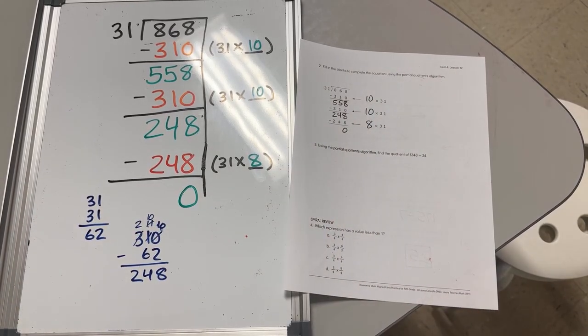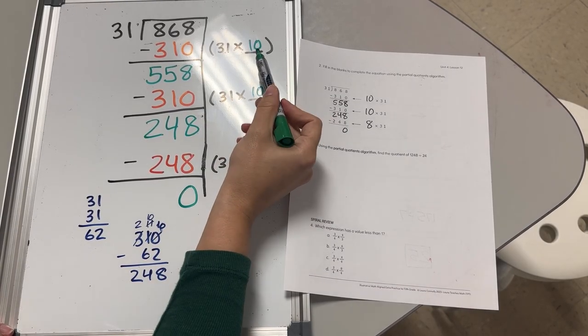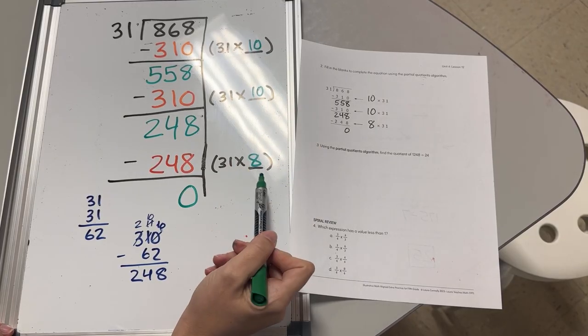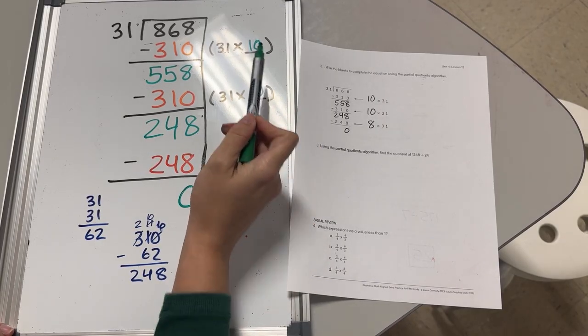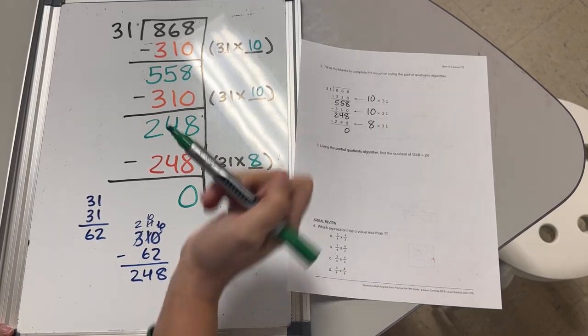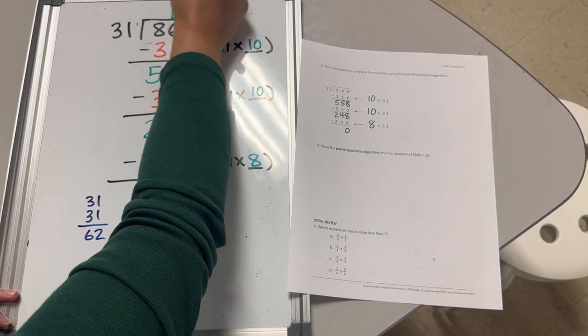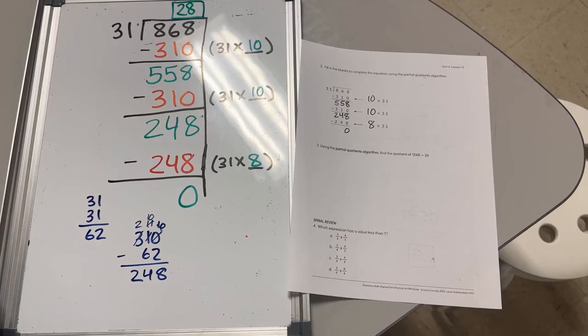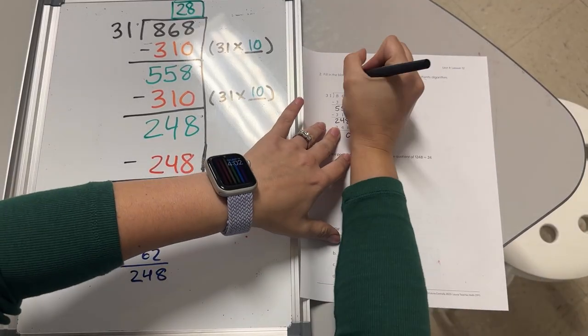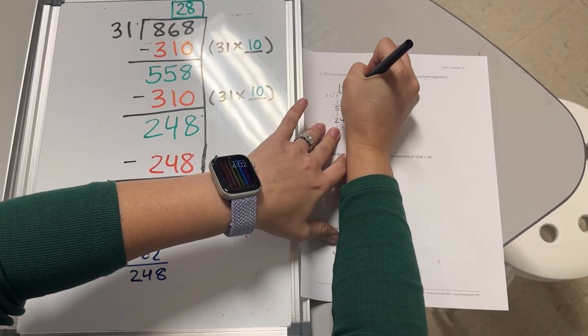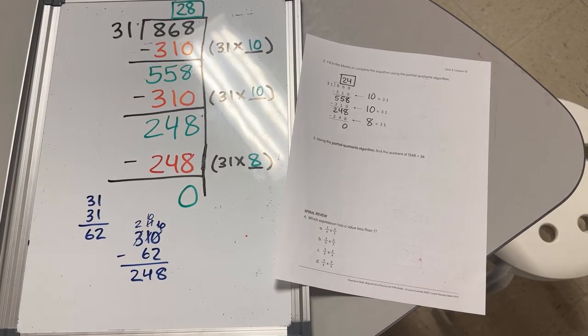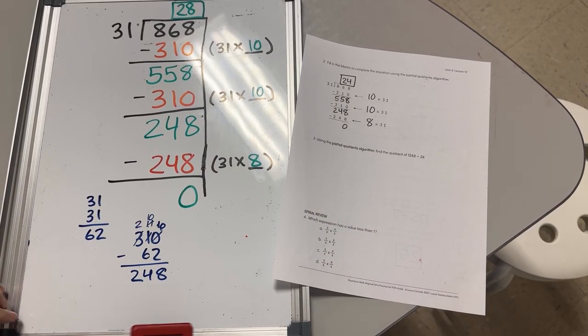And now the last thing that I'm going to need to fill in is that final quotient, that final answer. So that means I have to add together all these groups of 31. So 10 plus 10 is 20, plus 8 is 28. I'll put 28 above with a square around it. So making sure I put that on my paper too. All right, so we have now filled in the blanks for this partial quotient strategy.